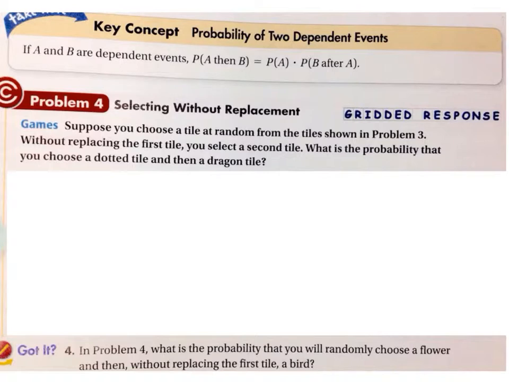The question says, suppose you choose a tile at random from the tile shown on problem 3. Without replacing the first tile, you select a second tile. What is the probability that you choose a dotted tile and then a dragon tile?